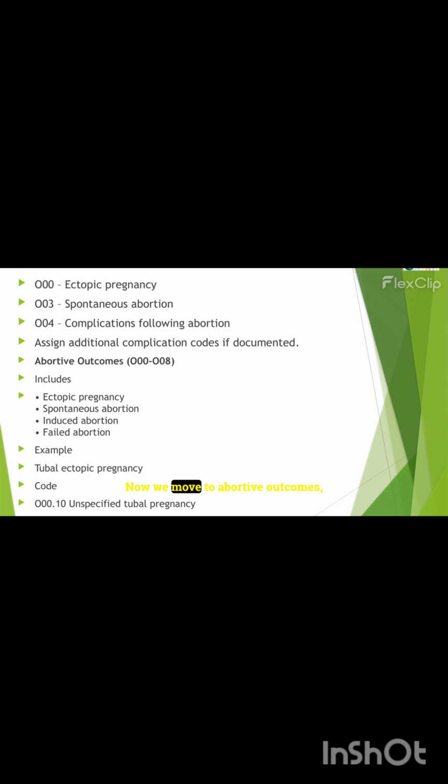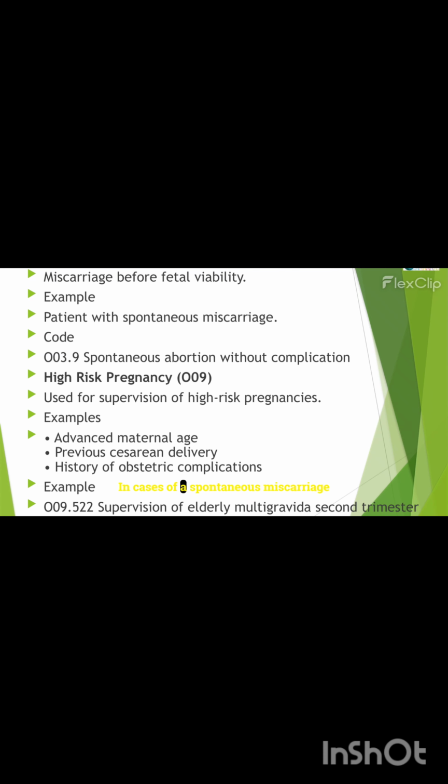Now we move to abortive outcomes, found in O00 to O08. This includes ectopic pregnancies, where the embryo implants outside the uterus, like in the fallopian tubes, and spontaneous abortions, commonly known as miscarriages. For a tubal ectopic pregnancy, the correct code would be O00.10. In cases of a spontaneous miscarriage without further complications, we use O03.9.